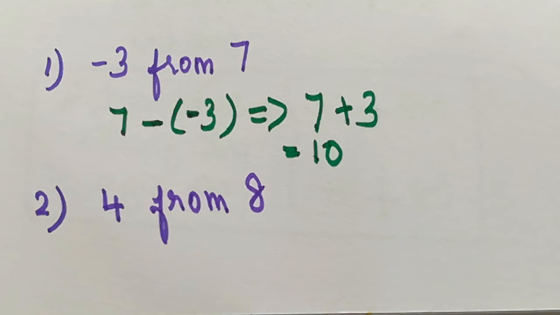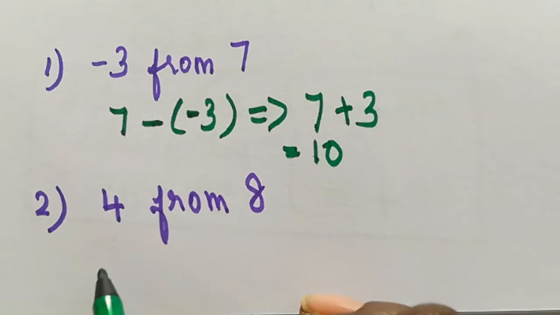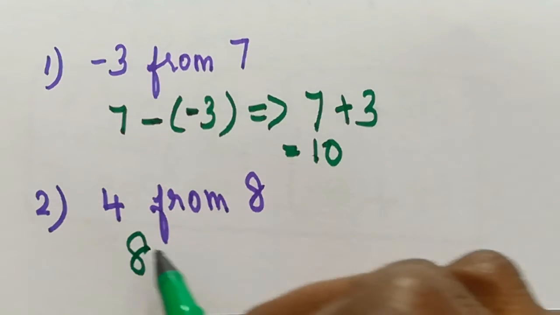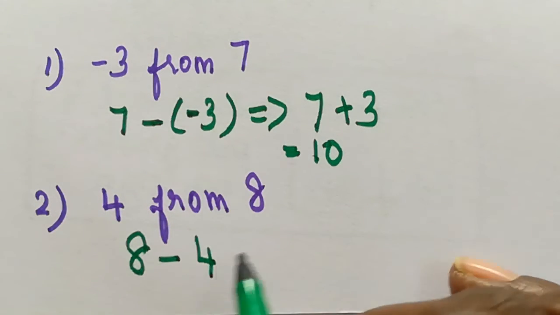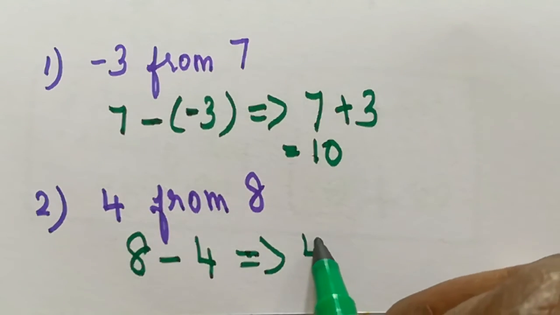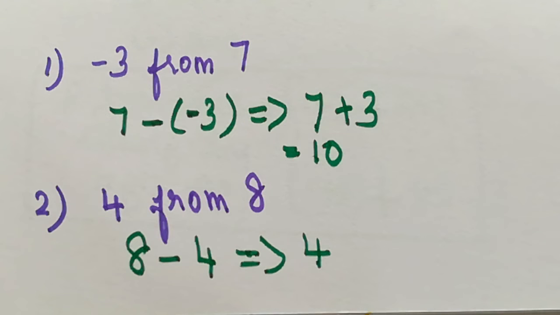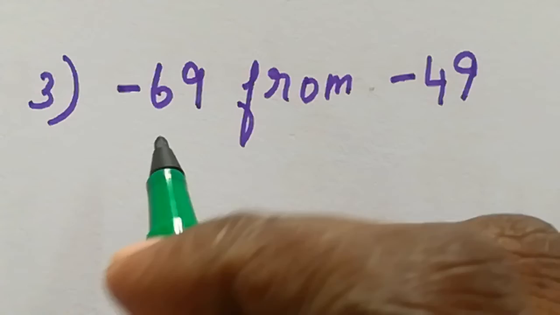Okay. Now, subtract 4 from 8. We have to take away 4 from 8. So 8 minus 4. What's the answer? 4. Are you clear, children?